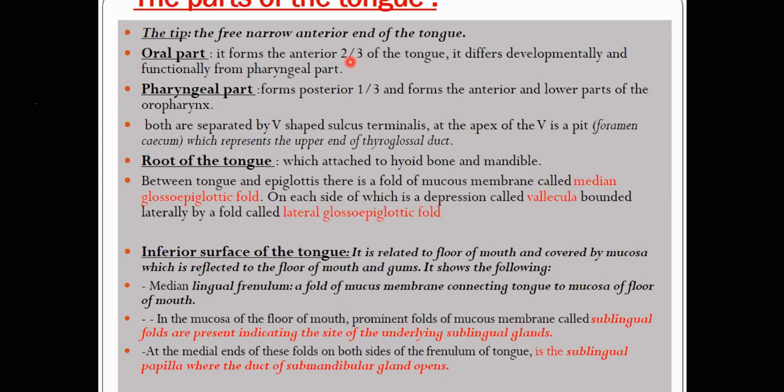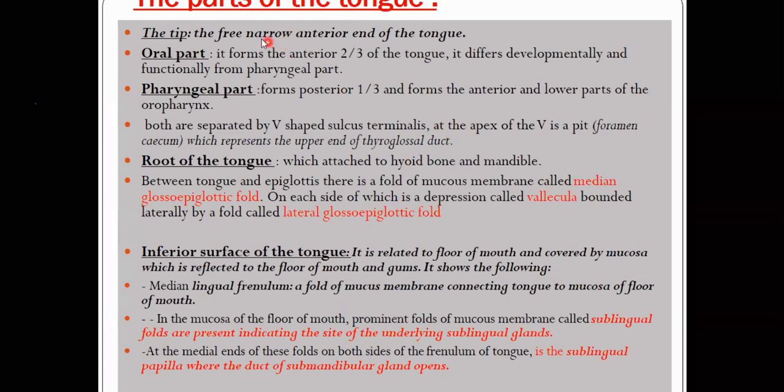Now, if the musculoskeletal system has been done, you have gone through the development of the tongue as well. So this is a developmental portion. The anterior two-thirds develops from one part and the posterior one-third develops from another part, but they combine together to form one tongue. So the anterior two-thirds is the oral part, and the pharyngeal part is the posterior one-third of the tongue, lying just in front of the oropharynx. Both are separated by a V-shaped sulcus terminalis.